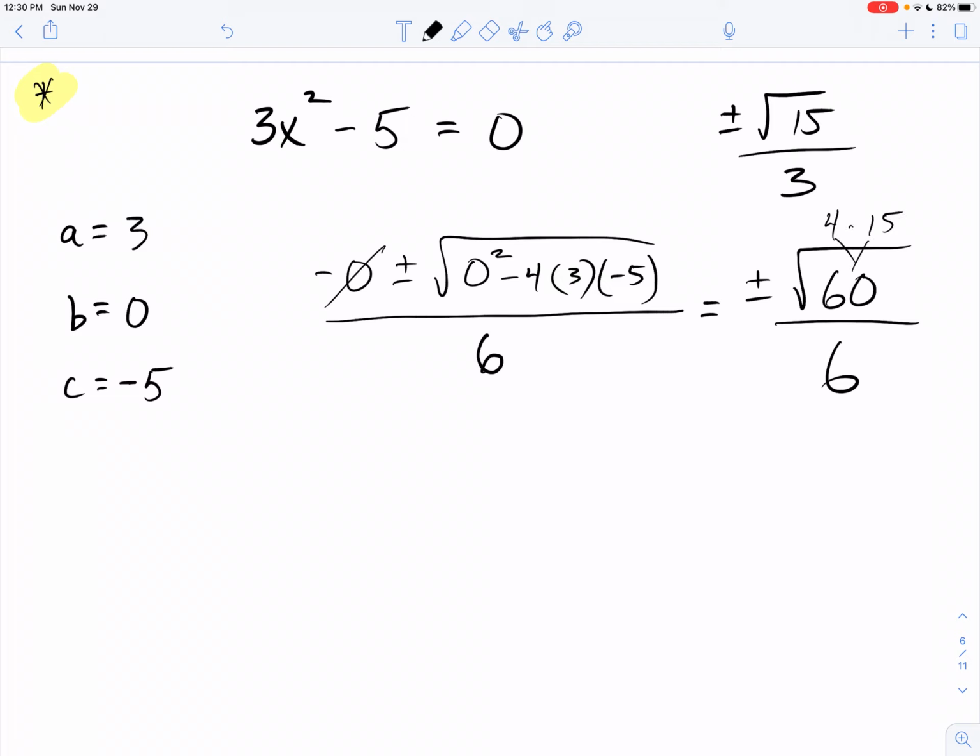4 times 15. Now, I'm doing that a little quick. You might have to look through a chart. But then again, I'm not going to give you a ton of problems to practice, just enough so that you're comfortable with it. So I'm going to have plus or minus.